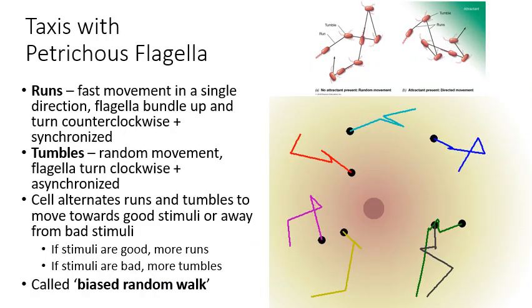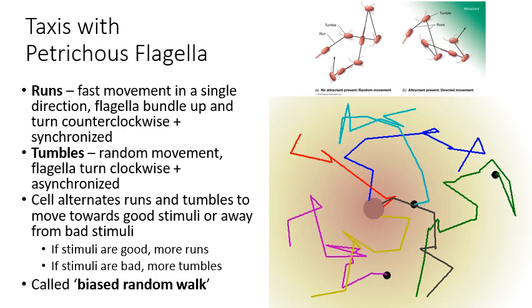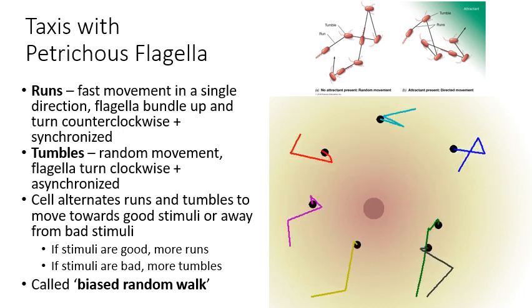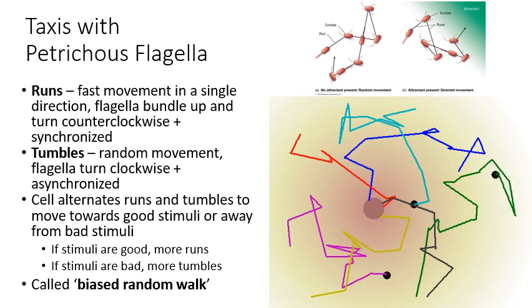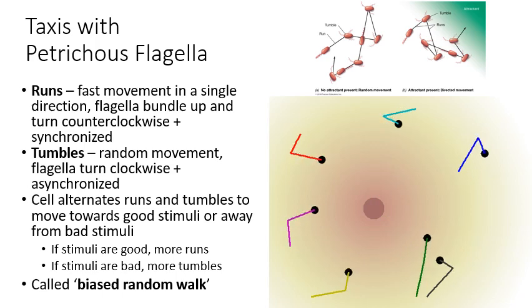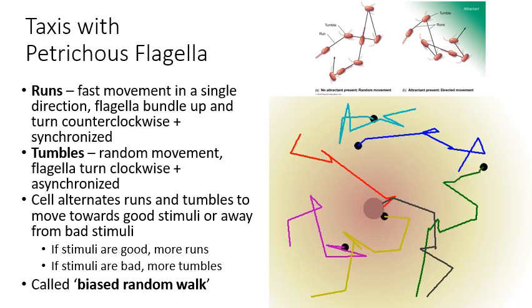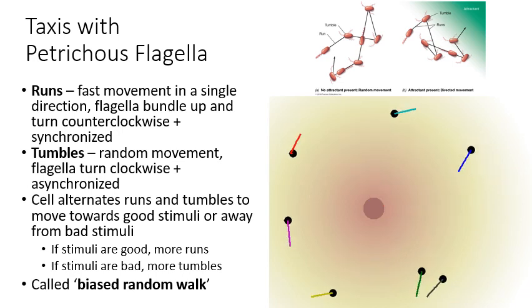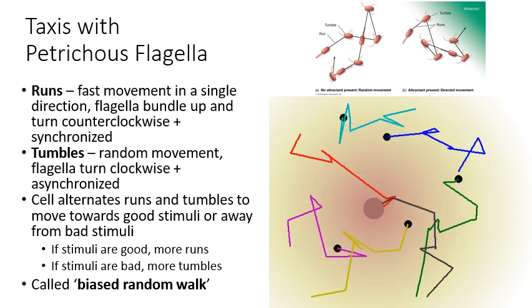Here's an example of taxis for bacteria that have peritrichous flagella. And in this case, they are moving towards this stimulant, which would be a nutrient for them. So peritrichous bacteria are going to move using runs and tumbles. A run is movement forward in a straight line. The flagella, for peritrichous bacteria, will be sticking out all over the surface of the cell. When they're doing a run, the flagella are all going to rotate in synchrony with each other, and they're all going to be turning in the counterclockwise direction. And that's going to cause the bacteria to move forward.